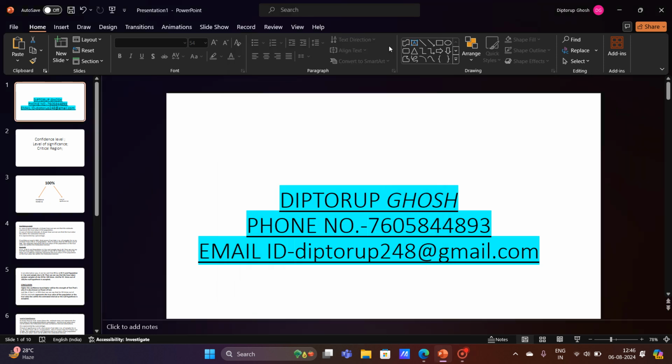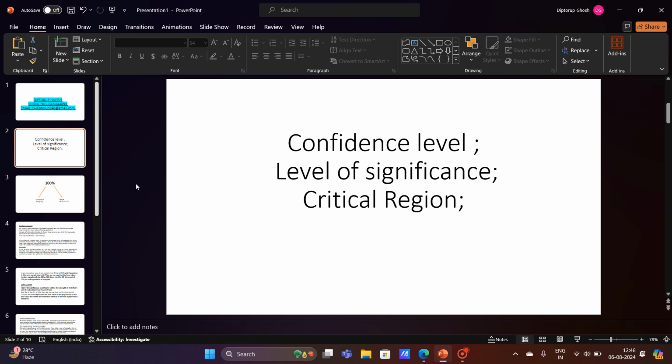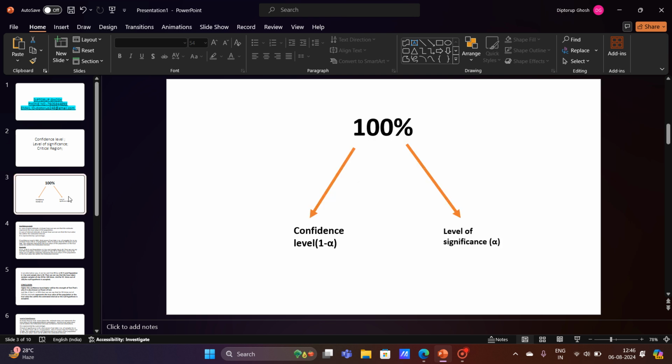Now we are going to talk about the confidence level, level of significance, and critical region. So now if we divide the confidence level and level of significance, basically the sum of confidence level and level of significance is 1, and you can also call it 100%.